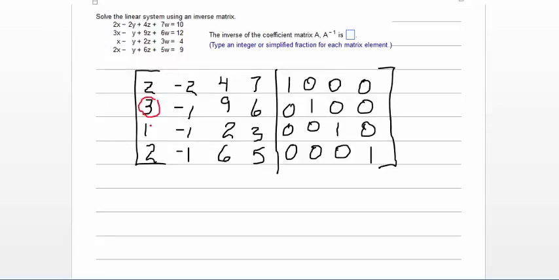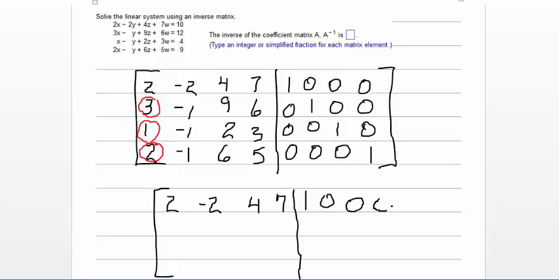And then after writing those columns, we write a vertical line and we put the 4 by 4 identity matrix right of the vertical line. So we want to start by getting our zeros in column 1. So I circled in red the entries we want to become 0.